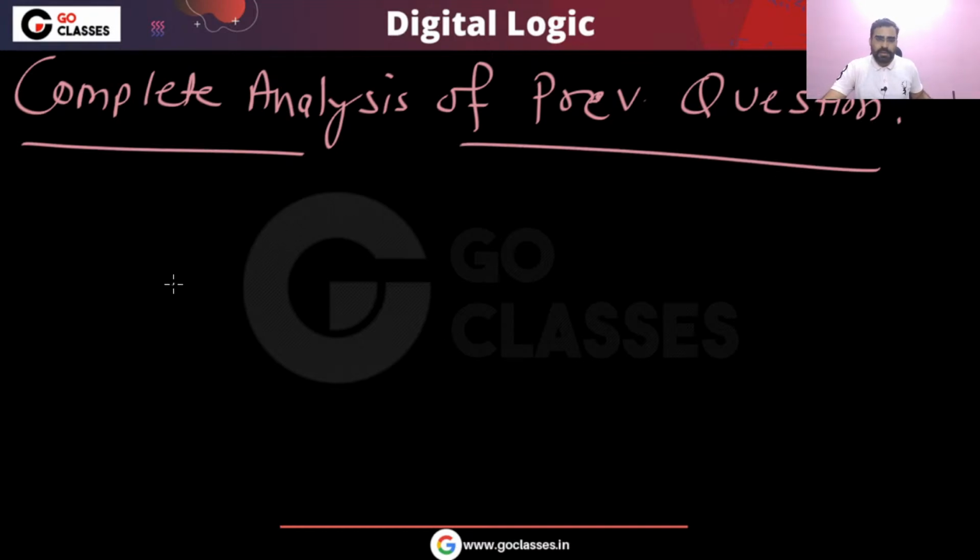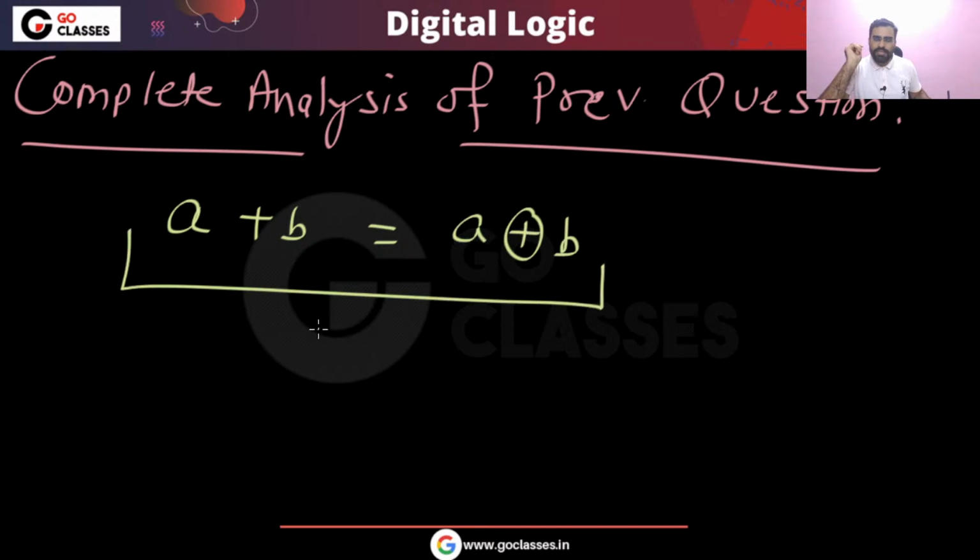The point is very simple. Please tell me in which situation these two will be the same. A OR B is the same as A XOR B. In which situation are they the same?